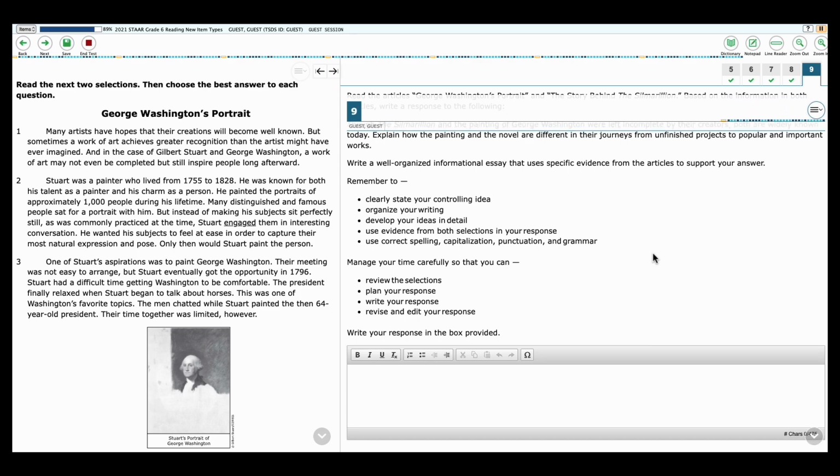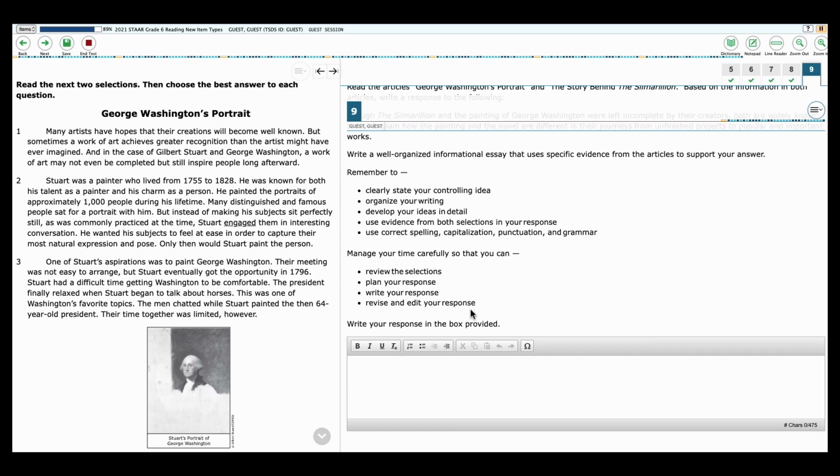Manage your time carefully so that you can review the selections, plan your writing, write your response, and revise and edit your response. Write your response in the box provided. So here they're going to have to formulate a long essay. And as an example of what's being looked for, a correct response could involve a student providing an extended response explaining that Tolkien died and never completed the Silmarillion.